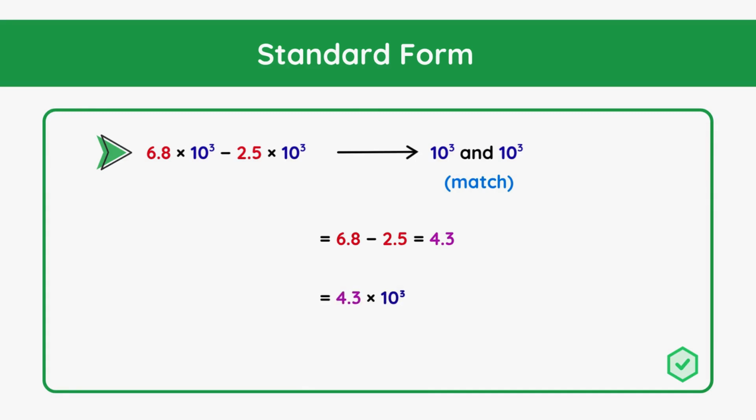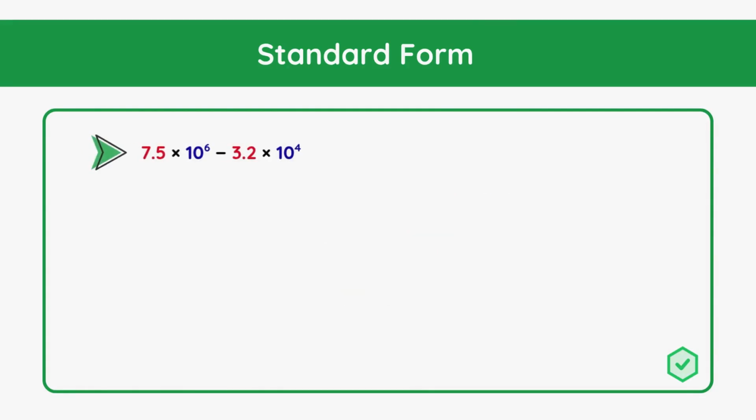And when the powers are different, you adjust first, exactly as before. Take 7.5 times 10 to the power of 6 minus 3.2 times 10 to the power of 4. Rewrite the second number so its power matches the first.